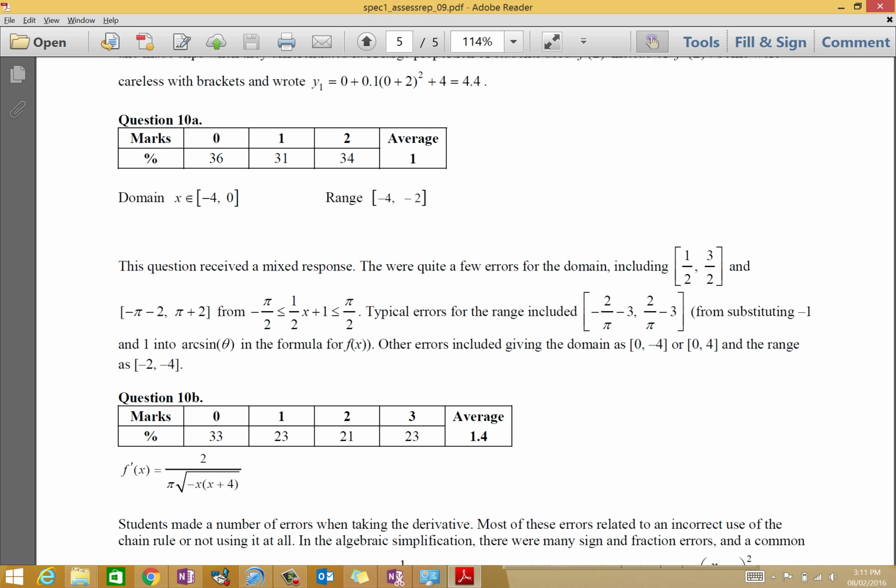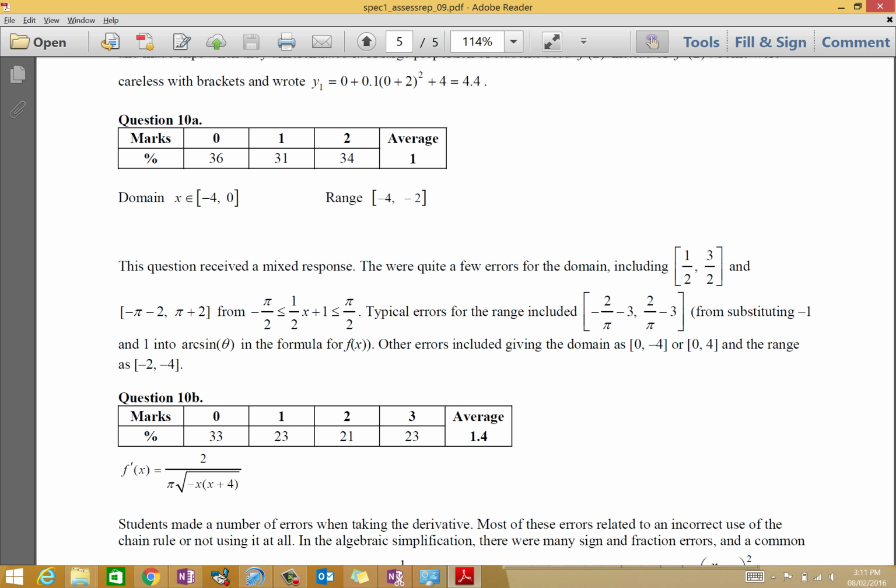So, just quickly, this was the answers. The domain was -4 to 0 inclusive, and I'll go through and discuss that. The range -4 to -2, and of course for part B, there you go.